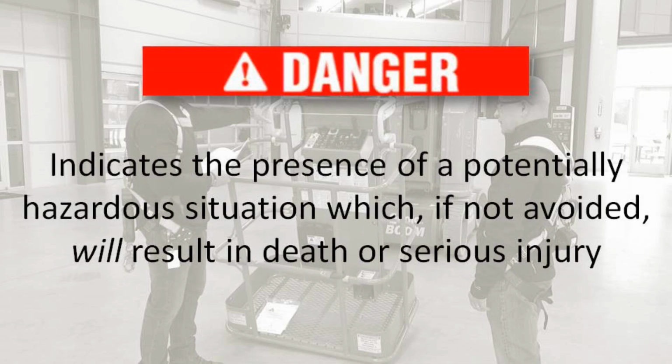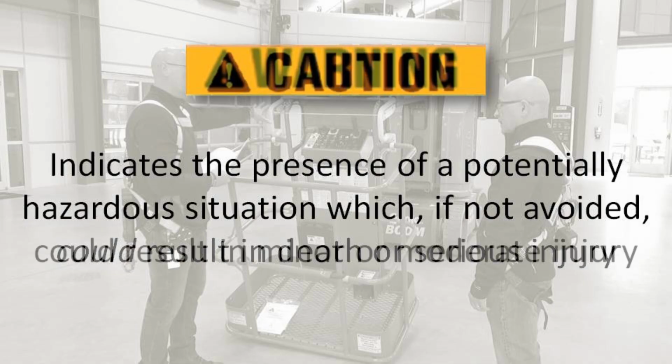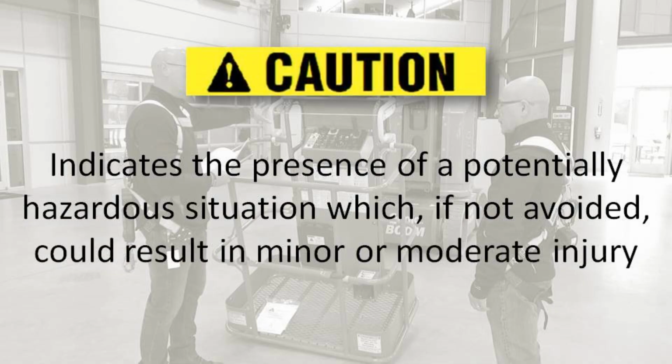The danger sign indicates the presence of a potentially hazardous situation which, if not avoided, will result in death or serious injury. The warning sign indicates the presence of a potentially hazardous situation which, if not avoided, could result in death or serious injury. The caution with the safety alert symbol indicates the presence of a potentially hazardous situation which, if not avoided, could result in minor or moderate injury.